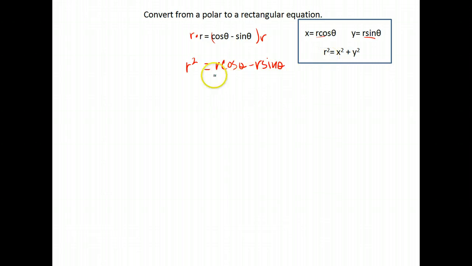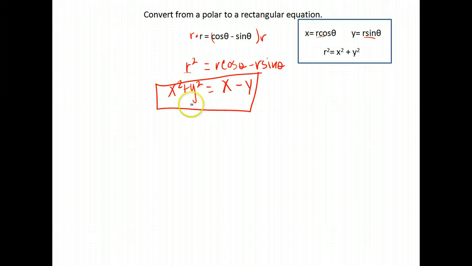Now I can do my substituting. So r squared is equal to x squared plus y squared. So I have x squared plus y squared here. r cosine theta is x. r sine theta is y. So I get x squared plus y squared equals x minus y. And again, depending on your text or your teacher, they may want you to move those to the other side. So you have x squared plus y squared minus x plus y equals 0. But I would take either of those.